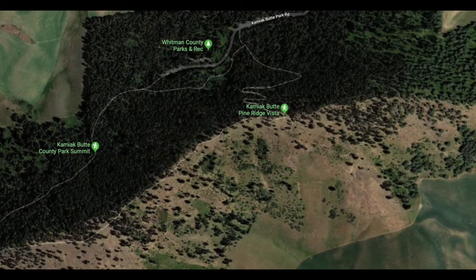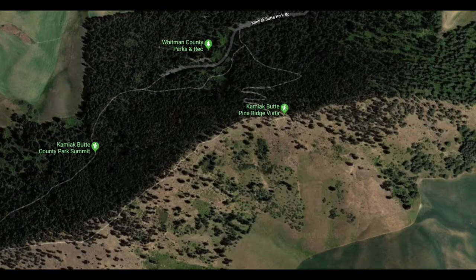Kamiak Butte is elevated above the low soils found in much of the Palouse. This is the major influence on the vegetation that's able to grow within the microclimate. Here's an aerial view of Kamiak Butte showing the south slope and the north slope. This aerial view provides a clear understanding of the differences between the south and the north slope. Let's focus on the north slope.